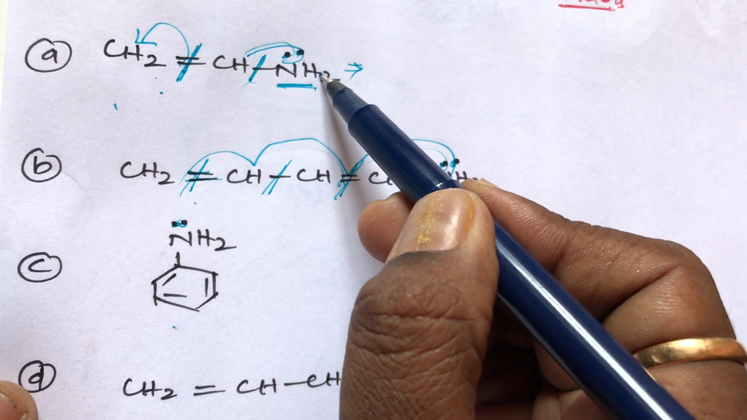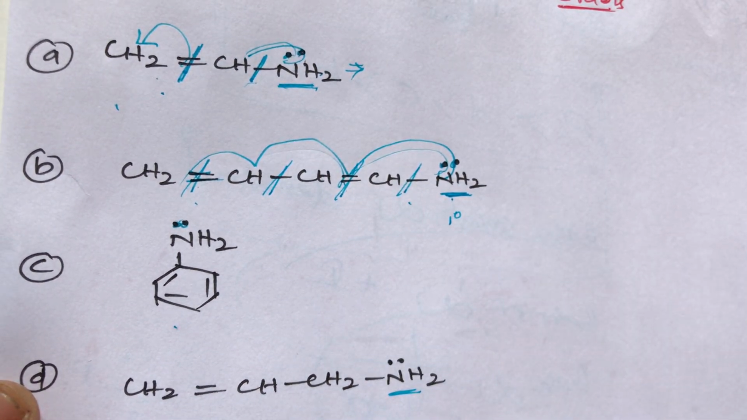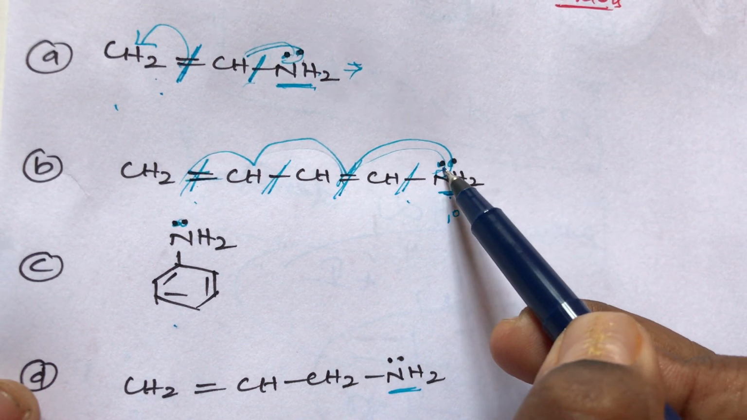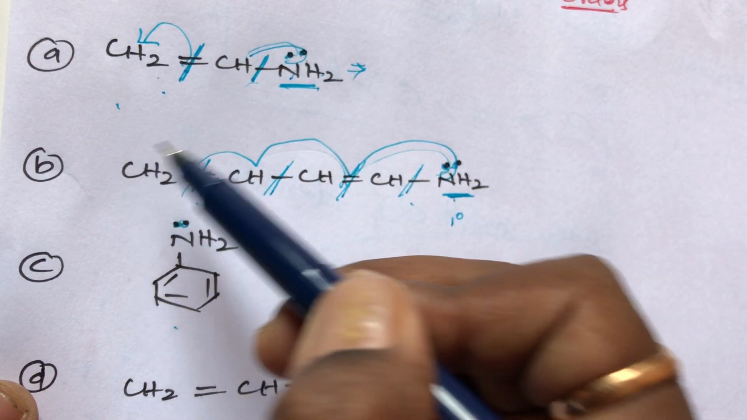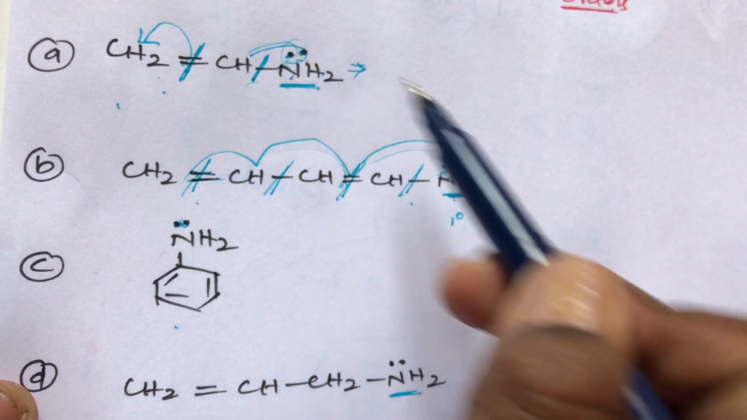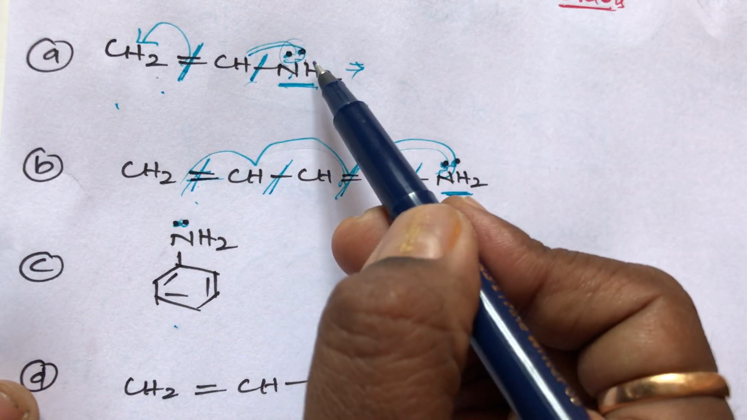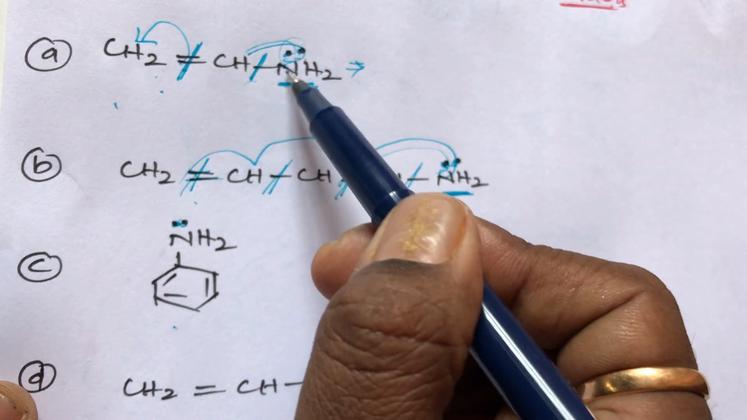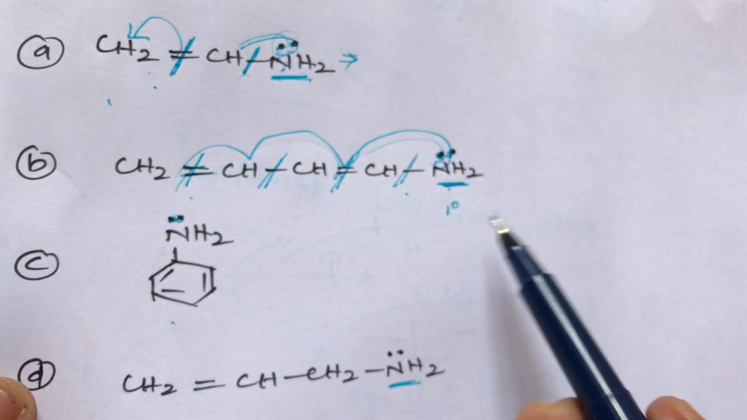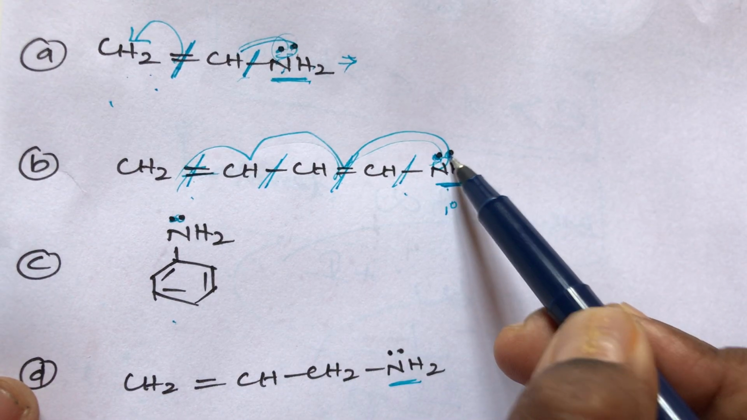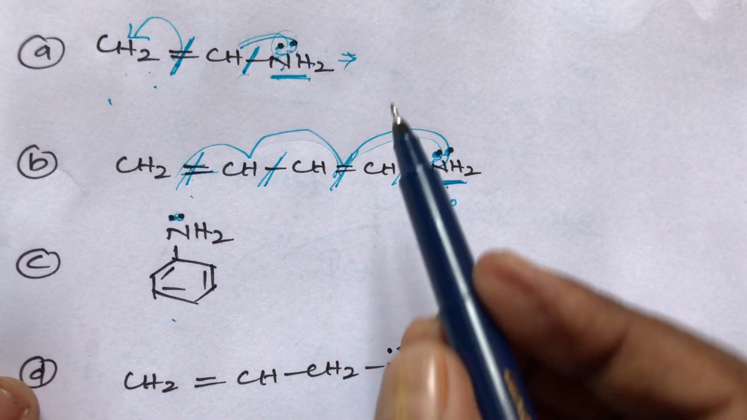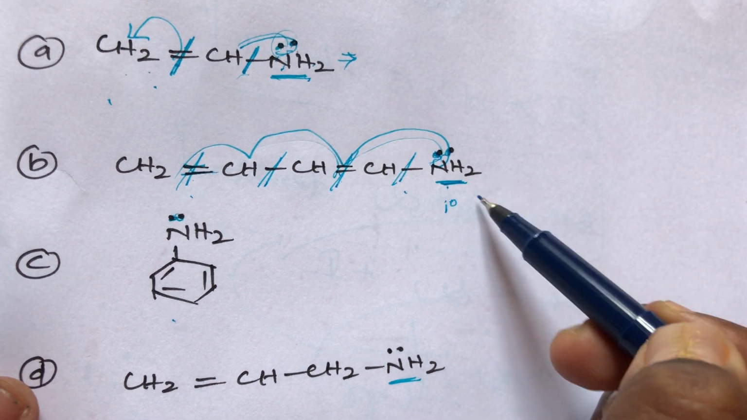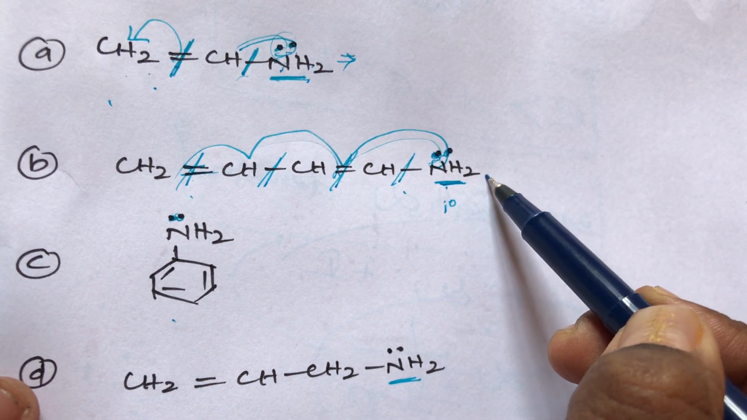So compared to A, the B compound is less basic, due to the lone pair participating two times. Both have one lone pair, but in A the lone pair participates in the resonance only one time, while in B the lone pair participates in the resonance two times. So compared to the A compound, the B compound is less basic.